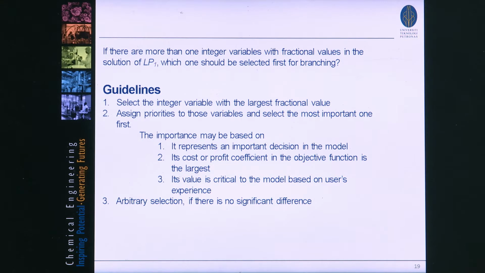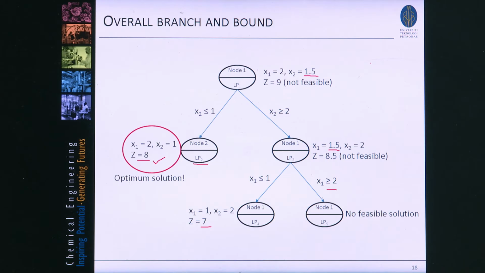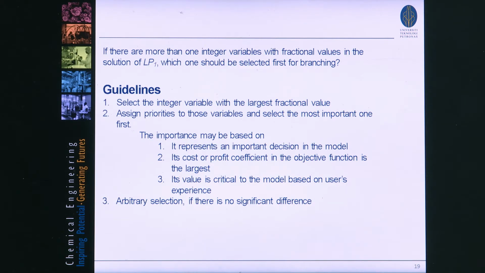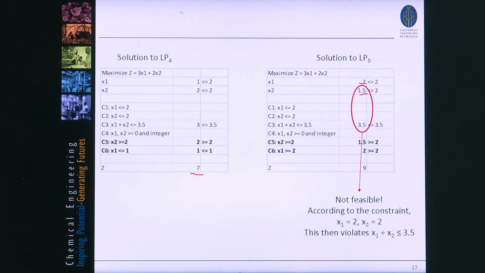But what if there is more than one integer variable with fractional values in the solution? Which one should be selected first for branching? In this case, we are lucky that only one variable needs to be branched. But what happens if both x1 and x2 are not integers? The guideline is that we select the integer variable with the largest fractional value. If we look at the z function, z is 3x1 plus 2x2, so the largest coefficient is x1. So if both x1 and x2 are found to be non-integer in the solution, we split x1 first.